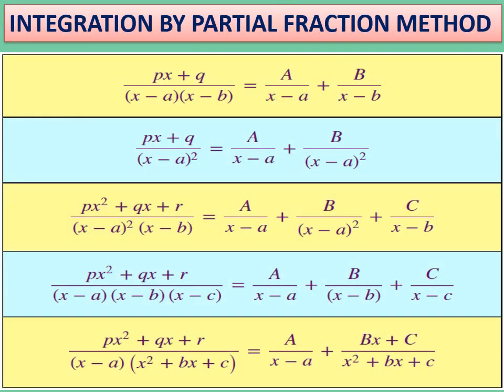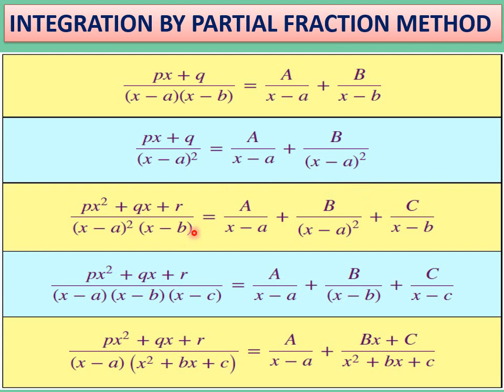Next is integration by partial fraction. Partial fraction is a method which is used to separate the fractions into an integrable form. If the fraction is like this, (px plus q) over (x minus a)(x minus b), then this can be written as A over (x minus a) plus B over (x minus b). If the fraction is like this, in the denominator there is a square function, (px plus q) divided by (x minus a) whole square, equal to A over (x minus a) plus B over (x minus a) whole square.